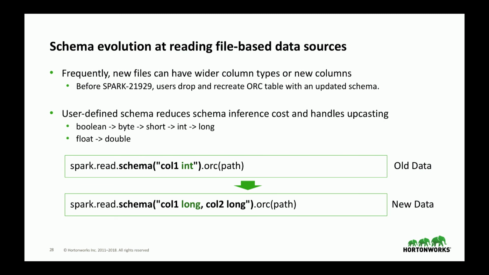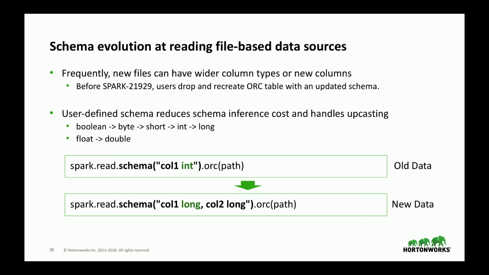So this is schema evolution when reading file-based data sources. Until now, we didn't support ALTER TABLE change type, but you can use the Spark data source API like this. Frequently, new files arrive with a new column or a wider column. You can think that the old data consists of one column, column 1 of integer type, but the new data has another column 2 of type long, and the first column's type is changed into long, so it is widening.